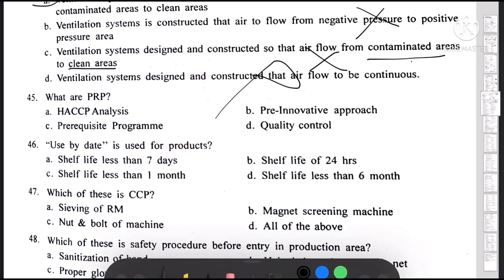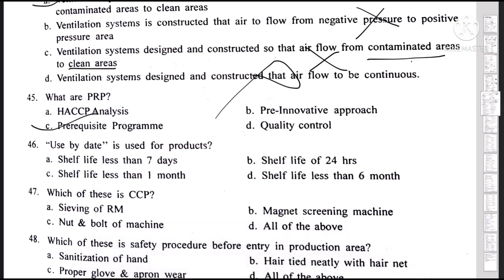So PRP is a prerequisite program such as GAP, GMP and GHP, and it must be working effectively within a commodity system before HACCP is applied. If these prerequisite programs are not functioning effectively, then the introduction of HACCP will be complicated, resulting in a cumbersome and over-documented system. So what is PRP? PRP is a prerequisite program.